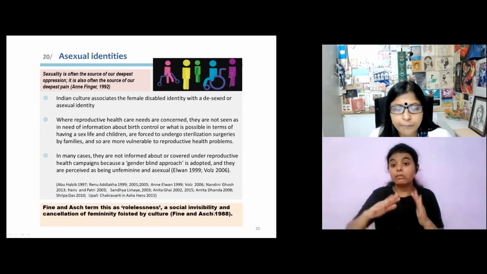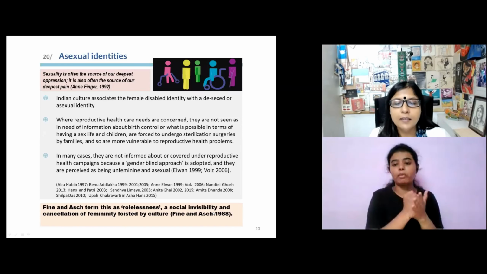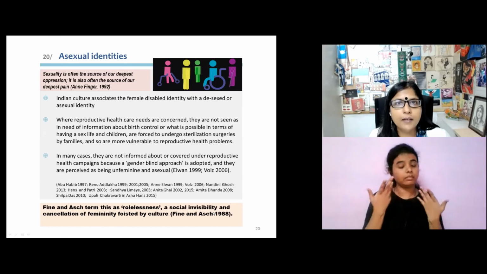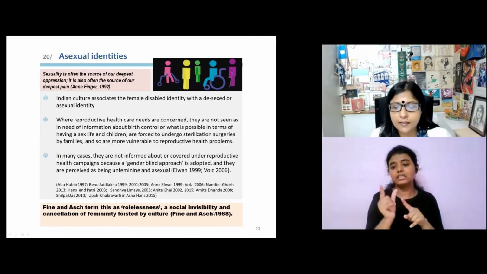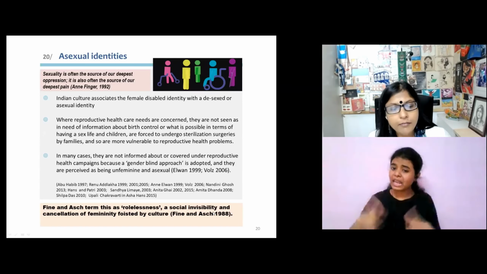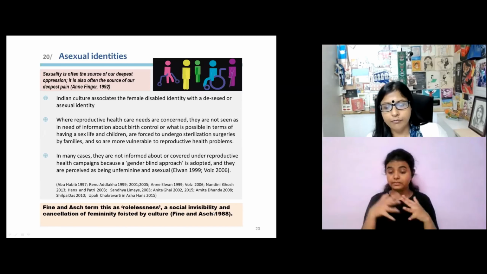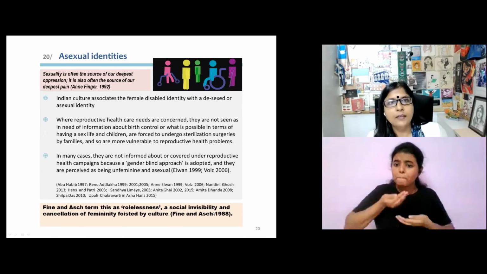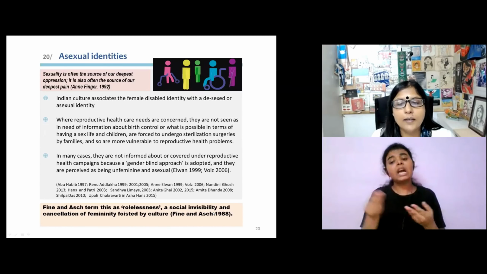In many cases, disabled women are not informed about or covered under reproductive health campaigns because, as Fine and Asch write, a gender-blind approach is adopted and they are perceived as being unfeminine and asexual. And Amita Dhanda expresses this very succinctly when she writes that while non-disabled women have been oppressed by the heaping of stereotypes on them, disabled women have been oppressed because they have been excluded from the same stereotypes of being a wife and mother. Women experience thus both institutional and individual discrimination. That's something that men also experience, but rarely. However, there are also studies that show a glimmer of hope.